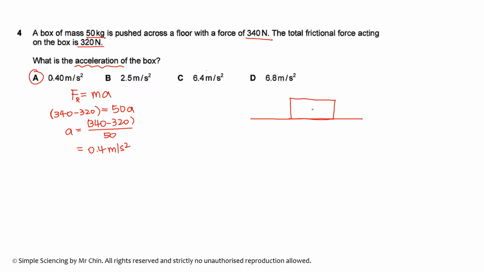Okay, this is the box. It has a mass of 50 kilograms and there is a pushing force of 340 newtons. There is a resistance force also pointing in the opposite direction, 320 newtons. So we want to find the acceleration. The resultant force will be pointing in the rightwards direction. Subtract 320 from 340 to get the answer of the resultant force.